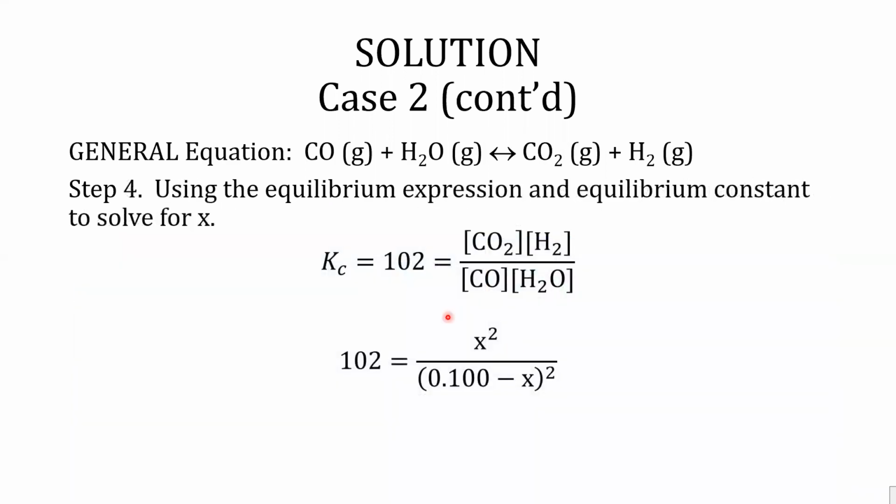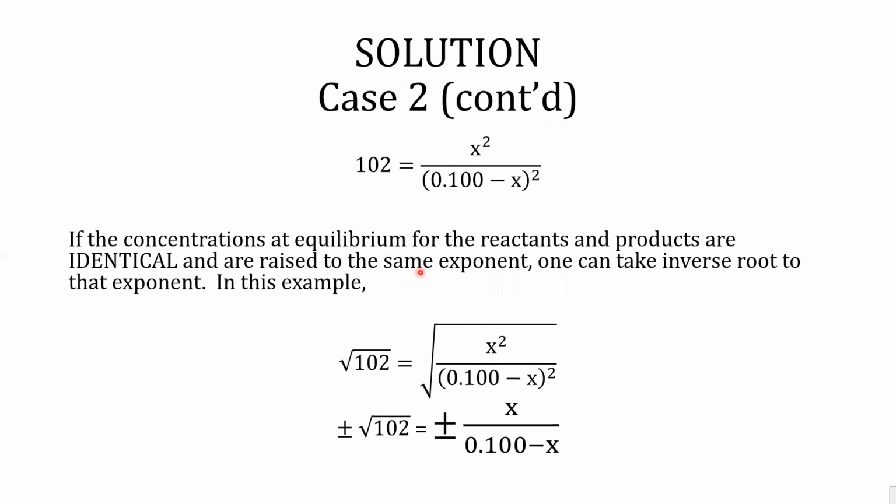Step 4 is to use the equilibrium expression and equilibrium constant to solve for X. In this case, Kc equals 102, which equals X squared divided by 0.100 minus X quantity squared. If the concentrations at equilibrium for the reactants and products are identical and are raised to the same exponent, one can take the inverse root to that exponent.